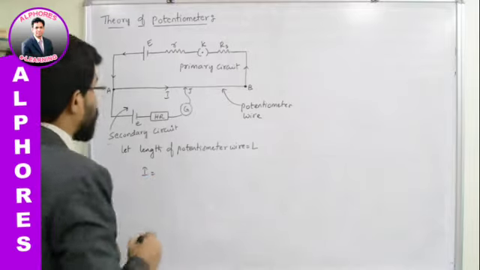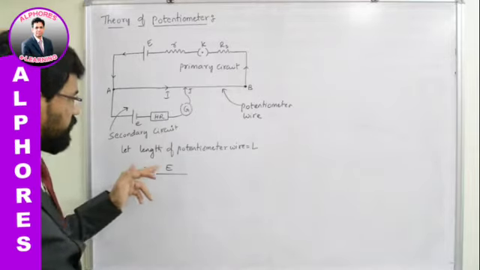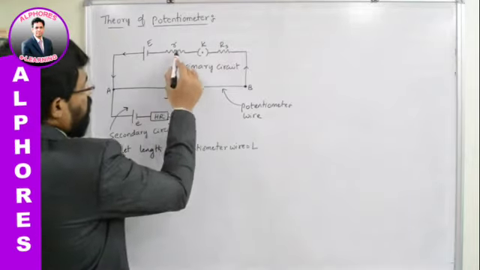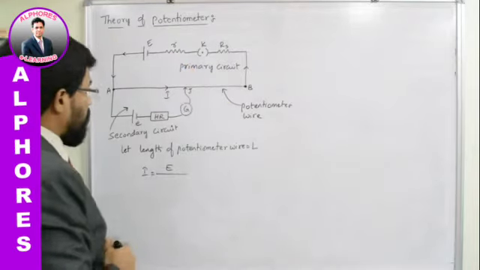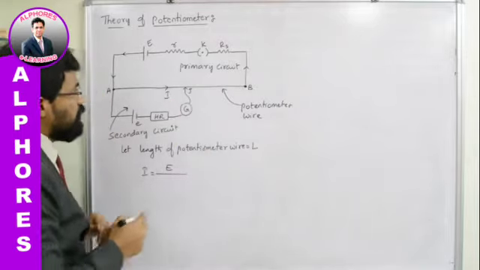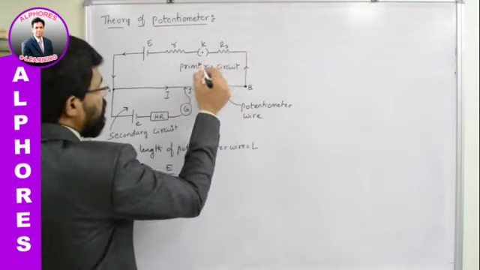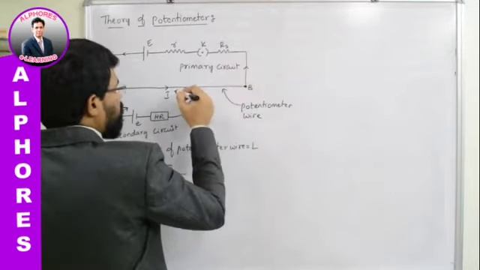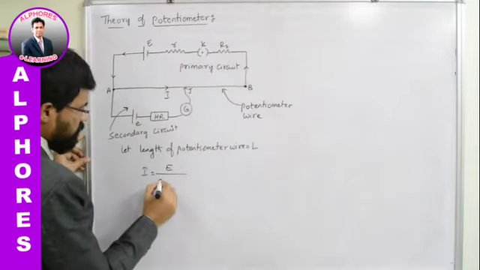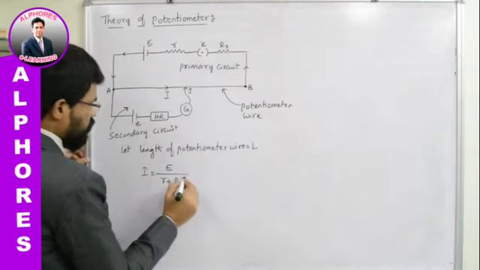Current I is equal to total EMF E divided by total resistance, isn't it? E by effective resistance. Here effective resistance in the sense small r and Rs both are in series, and potentiometer wire also offers some resistance, isn't it? I will assume that resistance as capital R. So if a resistance of capital R is contributed by AB wire, and already in series with this potentiometer wire, Rs is there and R is there. So all are in series only. So effective resistance will be equal to R plus Rs plus resistance of the potentiometer wire.